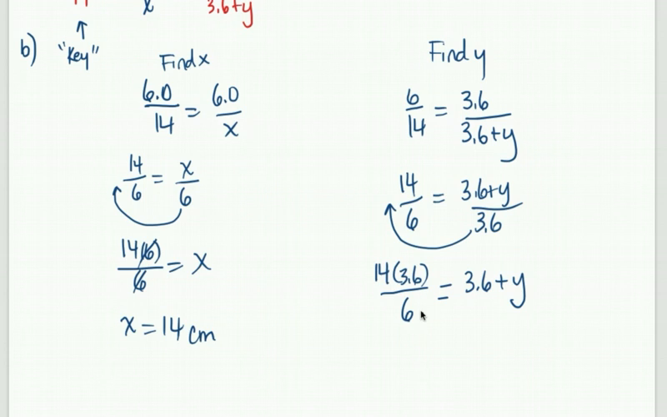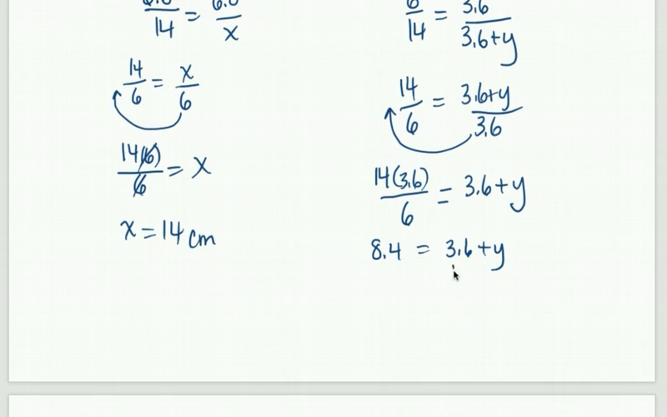All right, so from there, you can go ahead, I guess, and multiply out the stuff there on the left. So 14 times 3.6 divided by 6 is 8.4. Okay, equals 3.6 plus y. All right, so last step here, let's move the 3.6 over. So 8.4, subtract 3.6, and you end up with 4.8 for y.